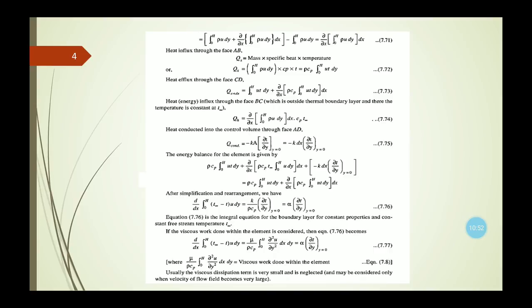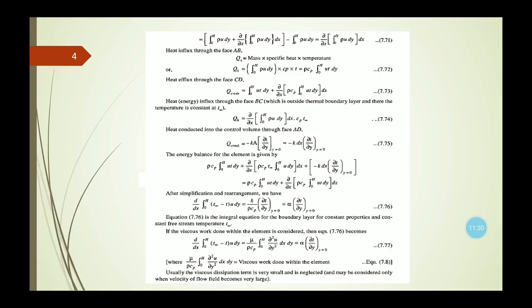Now if the viscous work done within the element is also considered, in that case the equation can be represented as del x of integration 0 to h of (T infinity minus T) into u dy. This equals mu by rho Cp. That means the viscous terms are coming into the picture because we have considered the viscous work done. So mu by rho Cp multiplied by integration 0 to h of (del u del y) squared dx dy. This equals alpha del T del y at y equals 0.